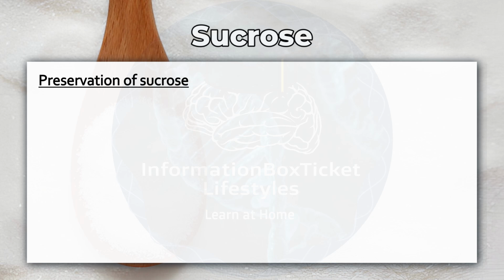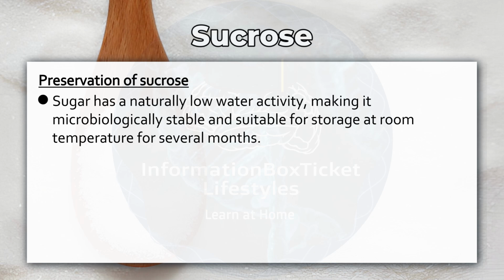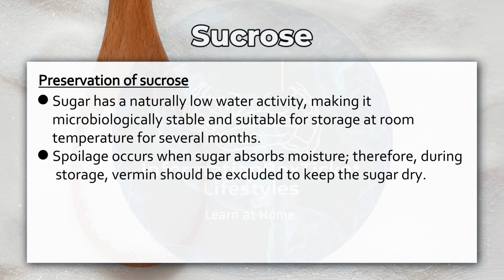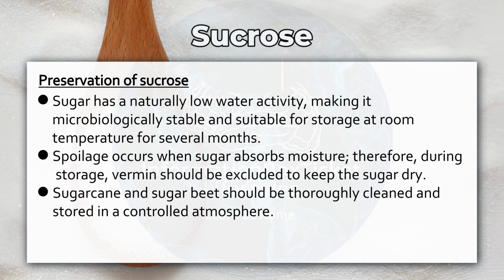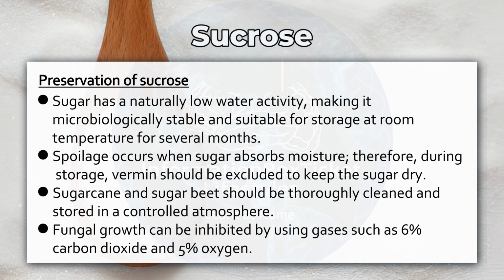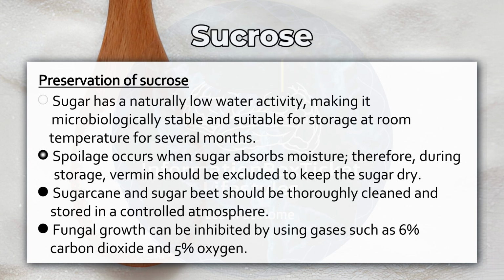Preservation of sucrose. Sugar has a naturally low water activity, making it microbiologically stable and suitable for storage at room temperature for several months. Spoilage occurs when sugar absorbs moisture. Therefore, during storage, vermin should be excluded to keep the sugar dry. Sugarcane and sugar beet should be thoroughly cleaned and stored in a controlled atmosphere. Fungal growth can be inhibited by using gases such as 6% carbon dioxide and 5% oxygen.